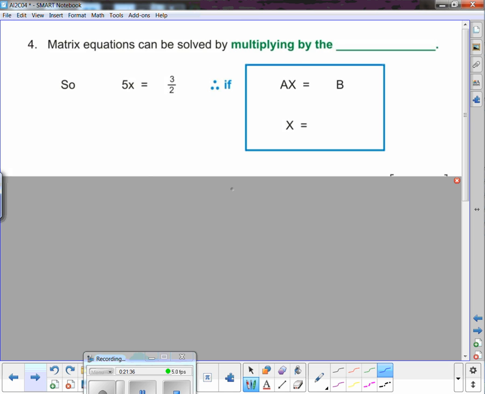So let's do number 4. So what was the point of all that? To strain our brain, of course, so that we can solve equations, as I've mentioned to you. So how do you do that? Multiplying by the inverse, which again is the same as the reciprocal. The inverse is the reciprocal.